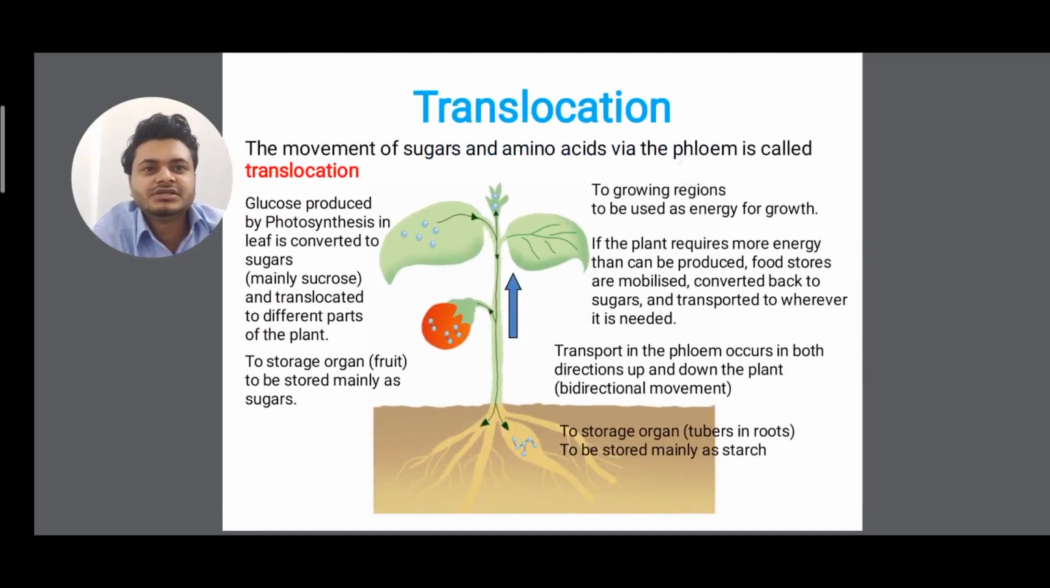Now what is translocation? The movement of sugar and amino acid via phloem is called translocation. Translocation is performed by phloem, and for phloem we use the word translocation of food, that means in the form of sugar and amino acid. The diagram is given, and all the paths are labeled. Mostly in fruits, the storage organ stores it in the form of sugar, and in roots it is stored in the form of starch. You can see the diagram.